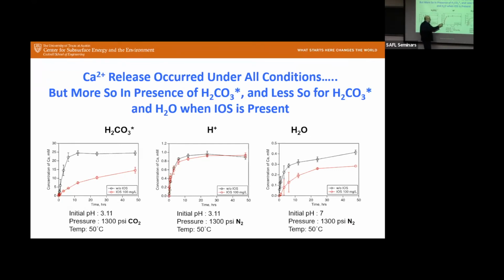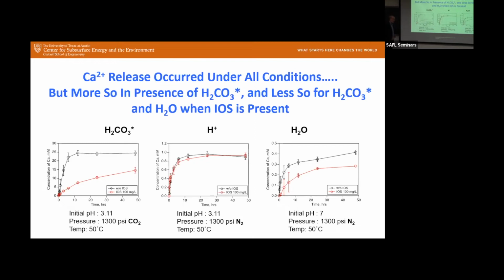In the experiment where dissolution is dominated by protons, we get the same increase, but this magnitude is 1, and that's 25. So we're getting a lot more dissolution with carbonic acid than with protons. And then when we have water, we also get an increase, but it's even smaller. It's 0.3, so very little dissolution with water. And you would expect that we get more dissolution under acidic conditions.